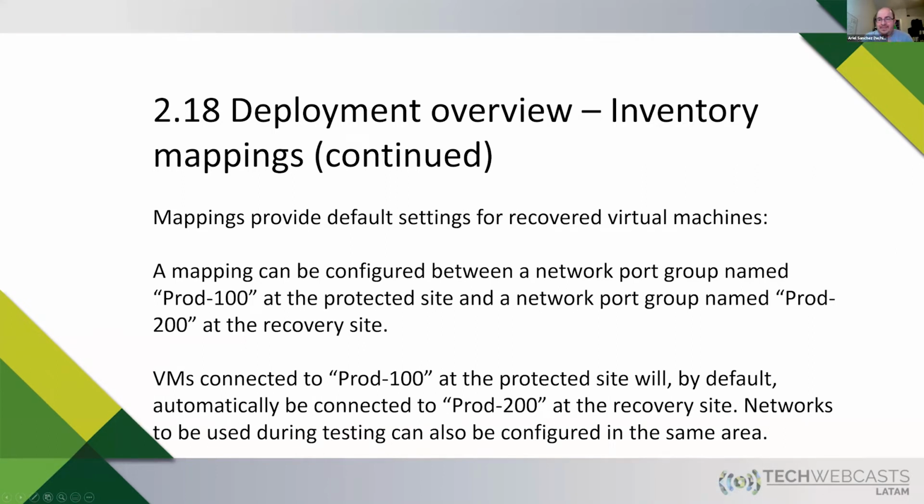So mappings basically provide default settings, and in SRM you can actually modify some of the settings later, but it gives a baseline. A good example was the network, like I was saying before. Let's say that the network port group on the protected side was prod 100, and then the network port group is prod 200 at the recovery side. So by default, things that move from one side to the other will use that network when they come up.